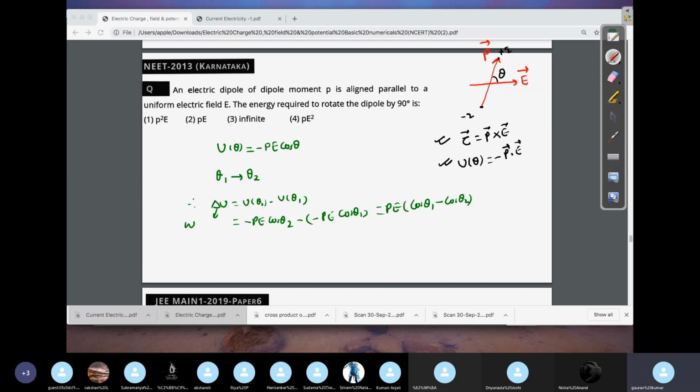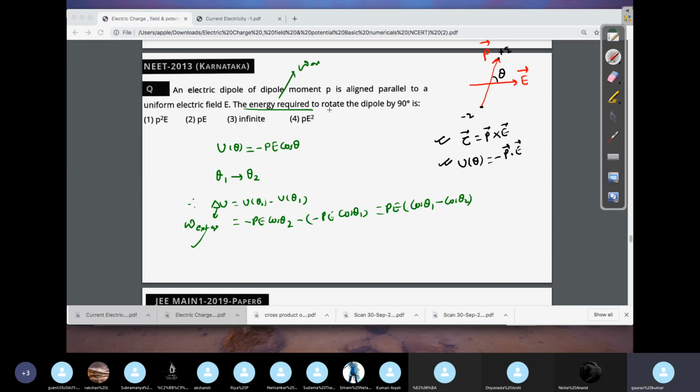Delta U itself is what? Work done by external agent. So in this case, energy required means work done. Whatever work is done, that is energy, no? You need to supply energy. This is work done by the agent. Energy required is basically the work done by the agent. Energy required is always work done by the agent.